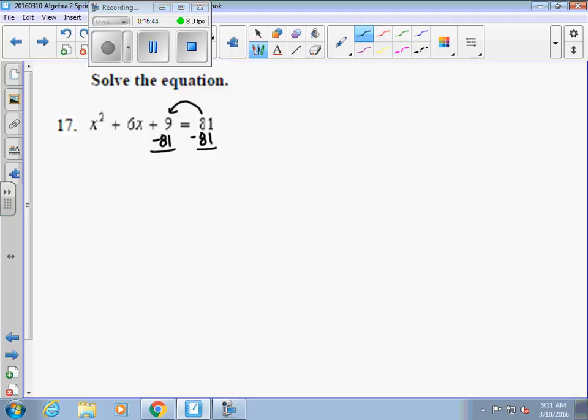81 minus 9. If you borrow 1 from it, 11 minus 9 is going to be 2, and you have 7 left over. But it'll be negative since you subtracted 81. The rest of the equation is going to stay the same. X squared will be like that, and positive 6x will stay just like that. But now it's equal to 0. The difference being is now we can factor it out, or maybe we can factor it out.